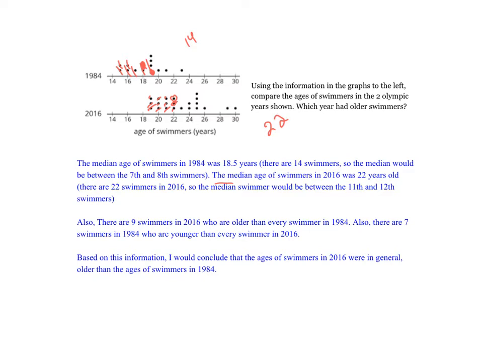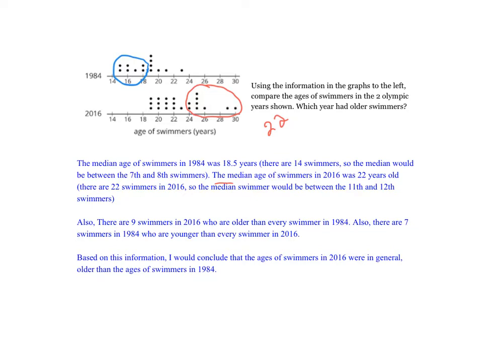Now, carefully looking at the graphs, though, you'll also see that there are 9 swimmers in 2016 that are older than every swimmer in 1984. So I'm talking about these guys right here. Those 9 swimmers are older than everybody in 1984. Also, there are 7 swimmers in 1984 that were younger than every swimmer in 2016. So based on all this information, I would conclude the ages of swimmers in 2016 were, in general, older than the ages of swimmers in 1984.